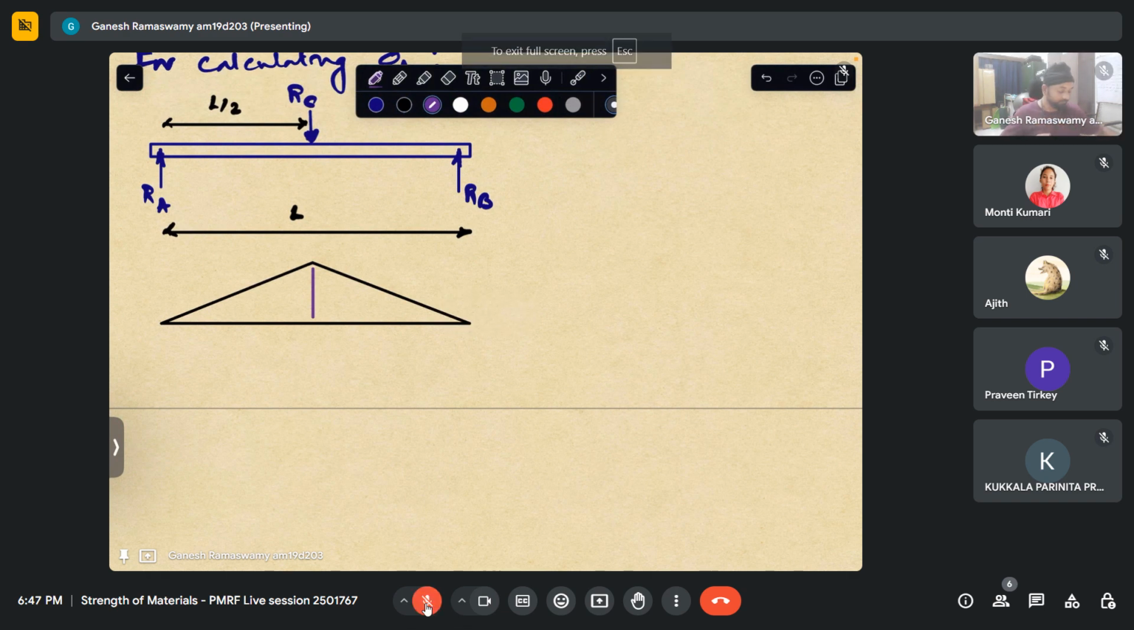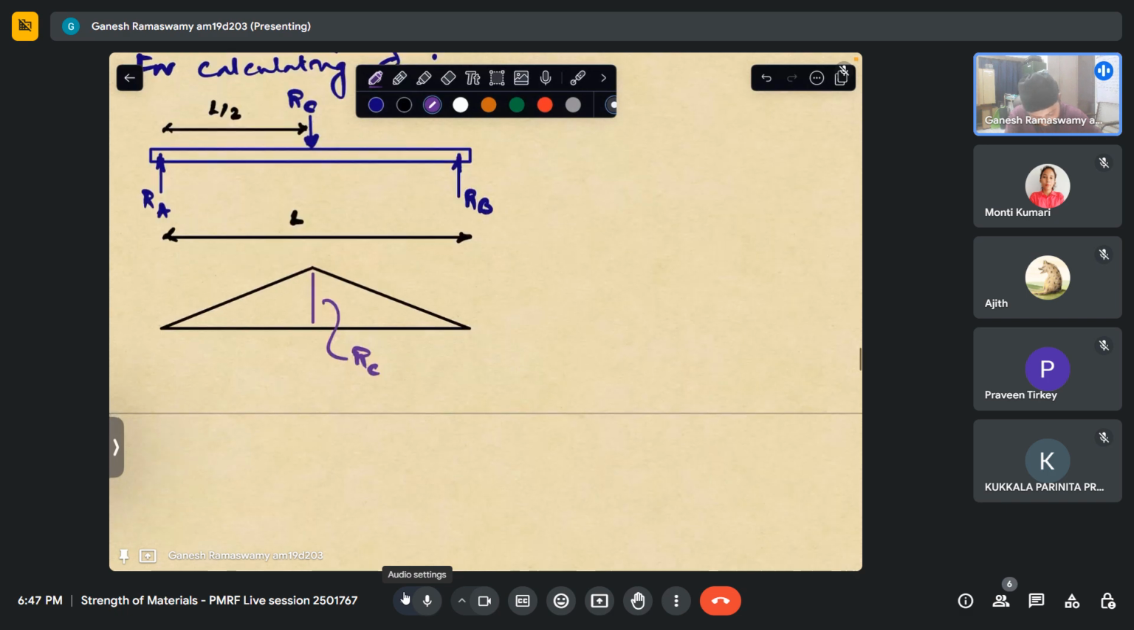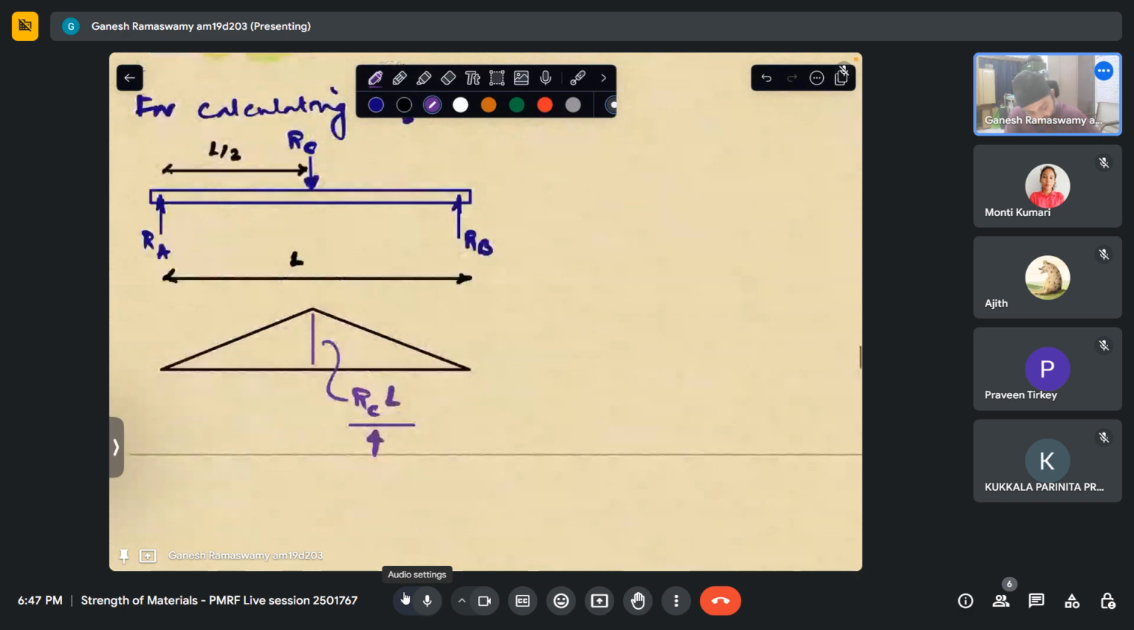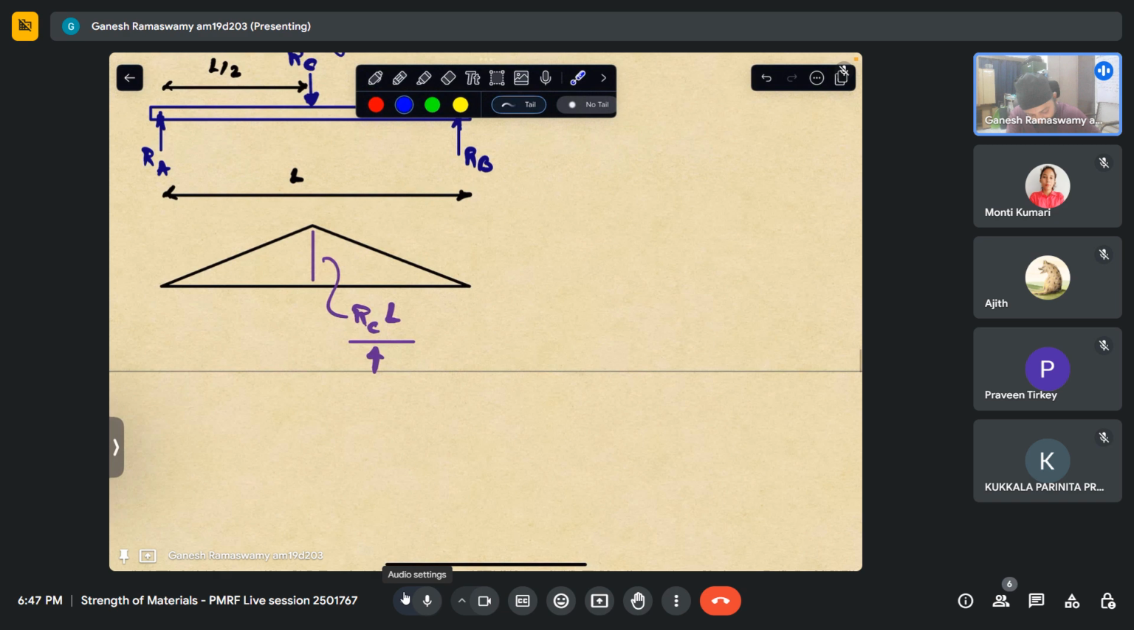So the value of this peak is nothing but RC L by 4. Why? Because of symmetry, RA and RB will each be RC by 2. So RC by 2 into L by 2, which is RCL by 4. So this much we know. If I were to calculate, again taking this to be a prismatic section, which is given in the question, this will be nothing but RCL by 4EI. So this much I have got.